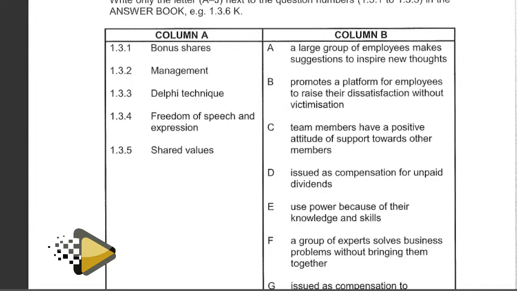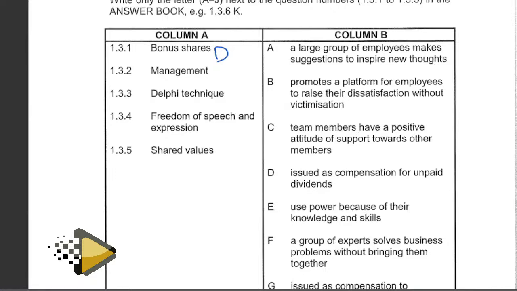Okay, right. So now, if we check, we have bonus shares. So in most cases, bonus shares are issued as a compensation for unpaid dividends. So it means in this regard, our appropriate answer is going to be D.